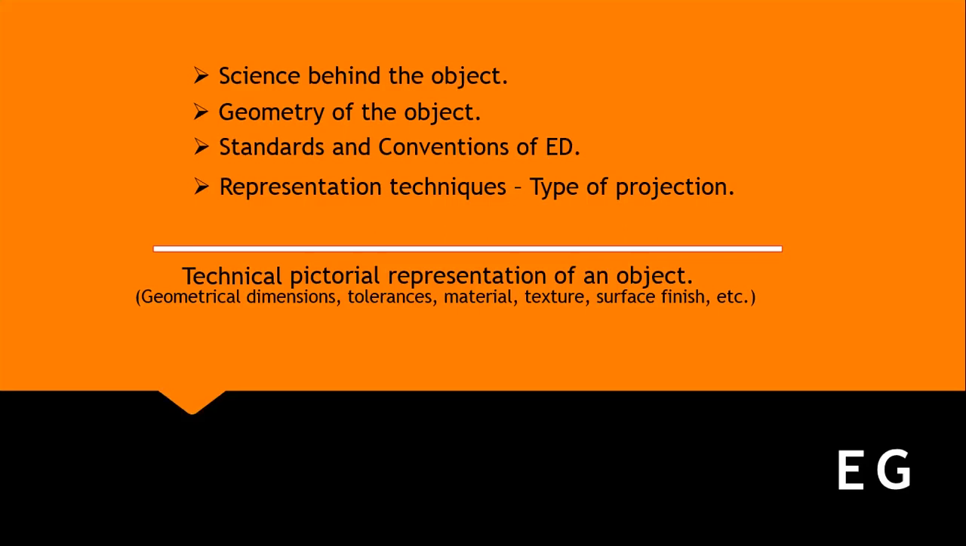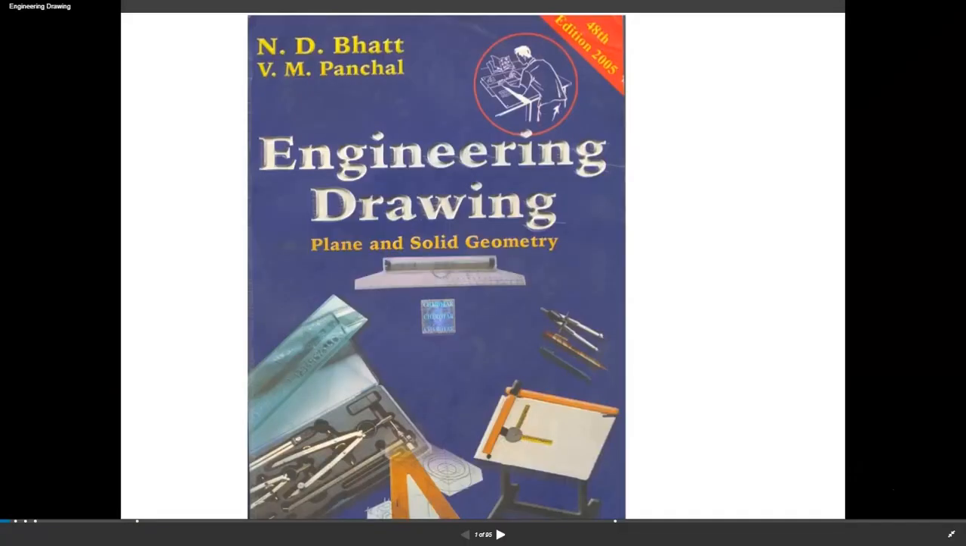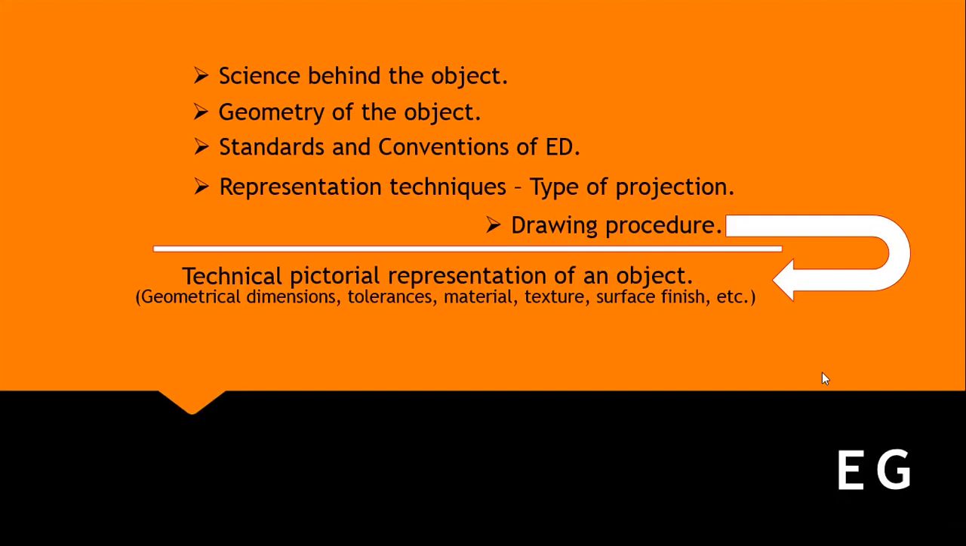Now after learning all this, finally the student will learn about the drawing procedures. After learning about the science behind the object, the geometry, standards and conventions, and different representation techniques, finally how to draw. The student will learn the procedure, and after learning the procedure, then he will draw the object. So there is a very famous textbook. So many textbooks are there regarding engineering drawing. Andy Bhatt is a very famous textbook, courtesy the publishers and the authors. It explains all these things and finally how to draw. It's a wonderful textbook.